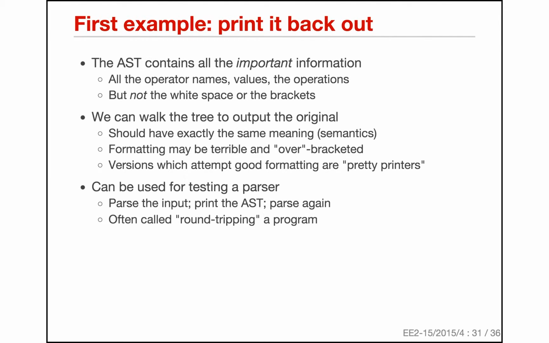One thing you can do, which I just showed, is printing it back out. So the AST contains all of the important information: the structure of the program, the names, the identifiers, the values, the operations, but it doesn't actually contain anything about the formatting. So what we can do is walk over this tree and print a program that has the same meaning but doesn't necessarily have the same direct syntax or the same characters.